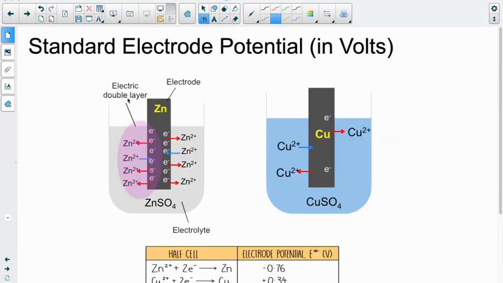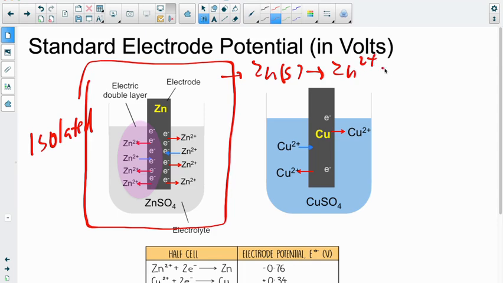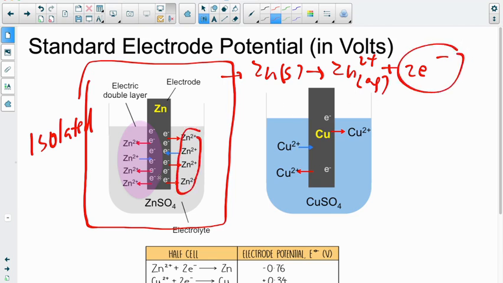All right, when we take a look at an isolated electrode, let's say I'm looking at zinc and I place it in zinc sulfate, but I'm not making a voltaic cell. This is completely isolated. Even though it's isolated, what will happen here is zinc will undergo oxidation. So zinc will produce zinc 2+ ions plus 2 electrons. What happens is that the zinc 2+ ions go into the solution, and then these 2 electrons will basically sit on the surface of the zinc metal.